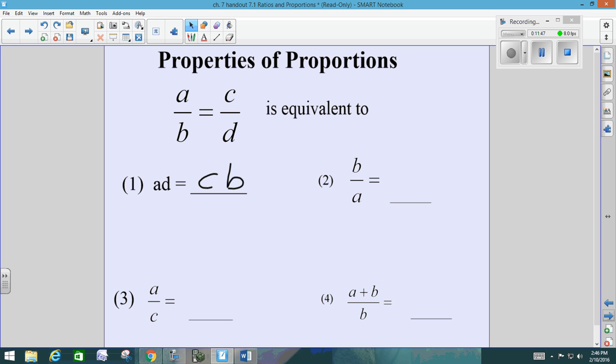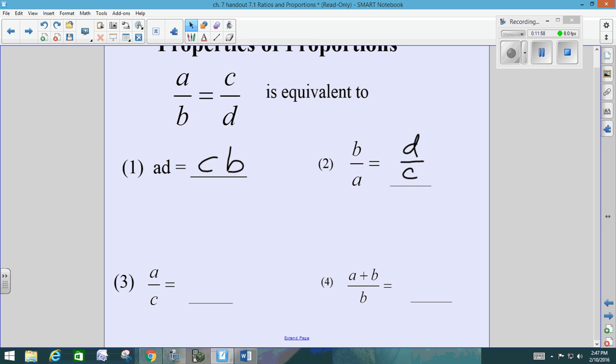So A is to B is C is to D, B is to A, D is to C. Do the next two. Bree, what'd you get for the third one? A is to C is what? Good. B is to D. Ross, how about the fourth one? A plus B is to B as? It's what? Over D. I just didn't hear you.